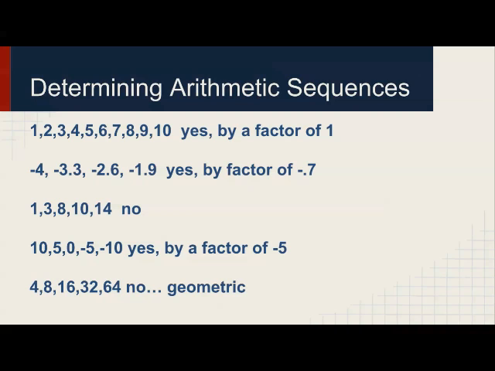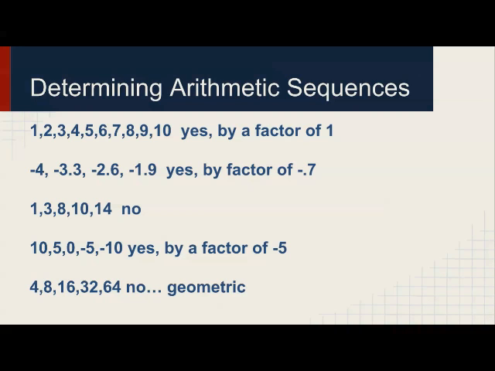Now, a lot of times people wouldn't necessarily recognize that right off the bat. So, if you're ever trying to determine if something is an arithmetic sequence, you should always just use your handy-dandy calculator. It won't hurt you, just to make sure that it is or isn't. This next one, 1, 3, 8, 10, 14. No, that's not an arithmetic sequence because the term by which it changes is not constant. It's +2, +5, +2, +4. It's just, nope.